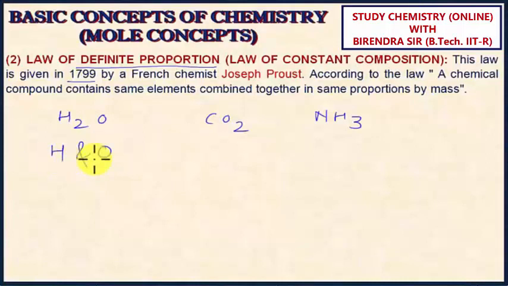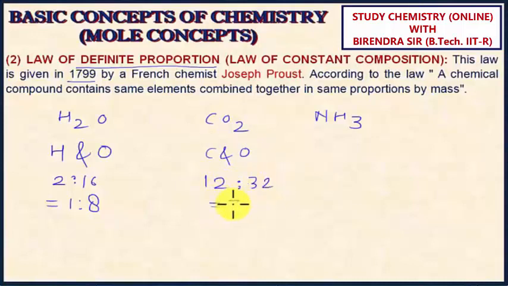And the mass ratio will always be 2:16, means 1:8. So once H2O or water is formed, the hydrogen and oxygen will combine in 1:8 by mass. My point is clear. Similarly, carbon dioxide will only contain carbon and oxygen, and the mass ratio will always be 12:32, means 3:8 by mass.